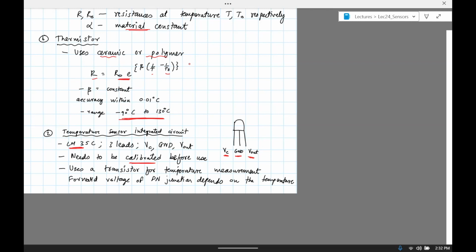Now, what they have inside them is a transistor. There's a property of a transistor, which is that when the temperature changes, the forward voltage of the PN junction changes. And that fact is exploited to create these ICs.